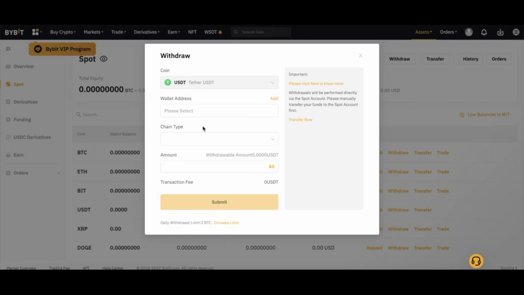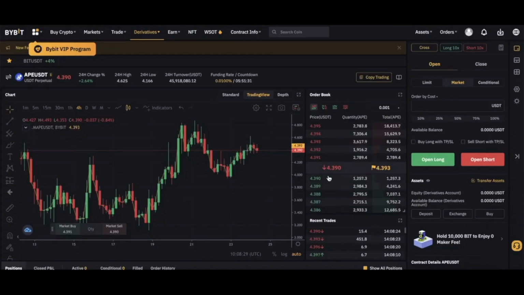So here you can see how you can withdraw your money if you have traded with Bybit and you want to pay your bills or you want to buy some new stuff. That is also the end of this overview.